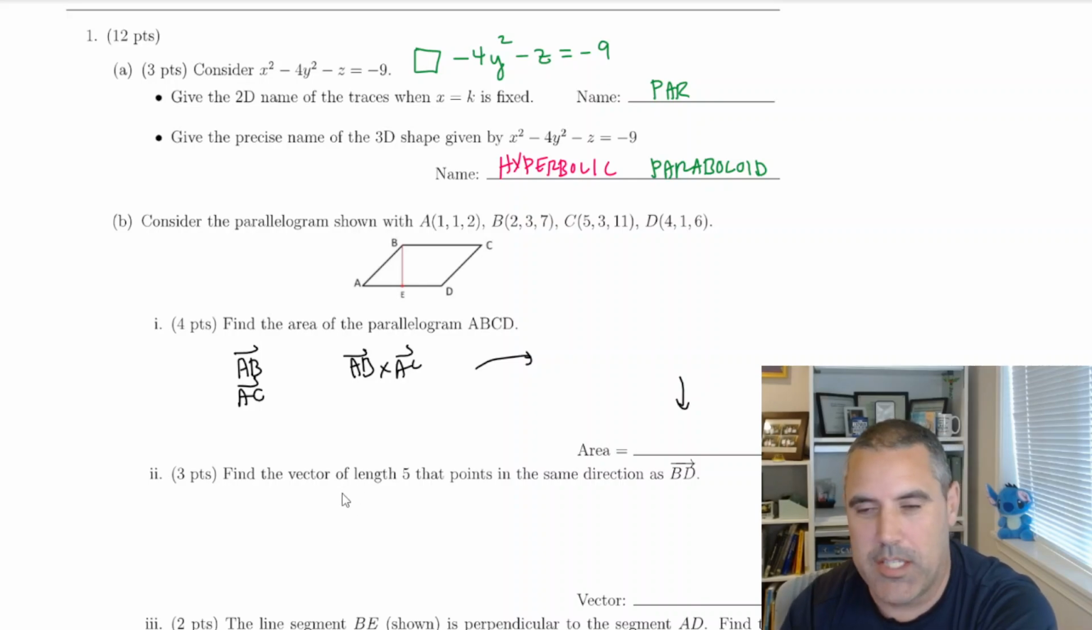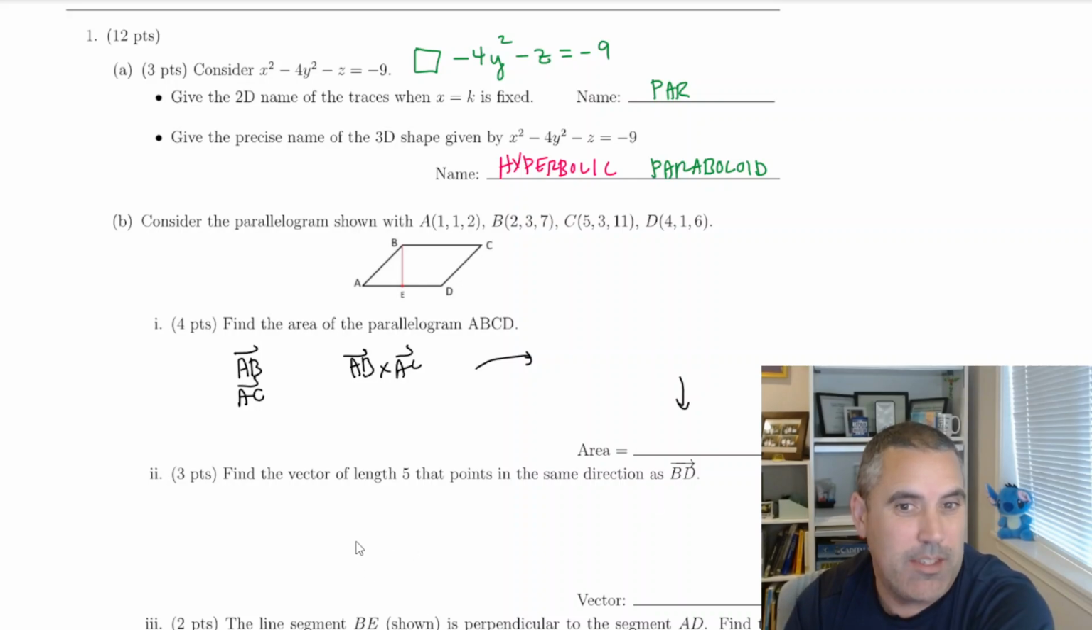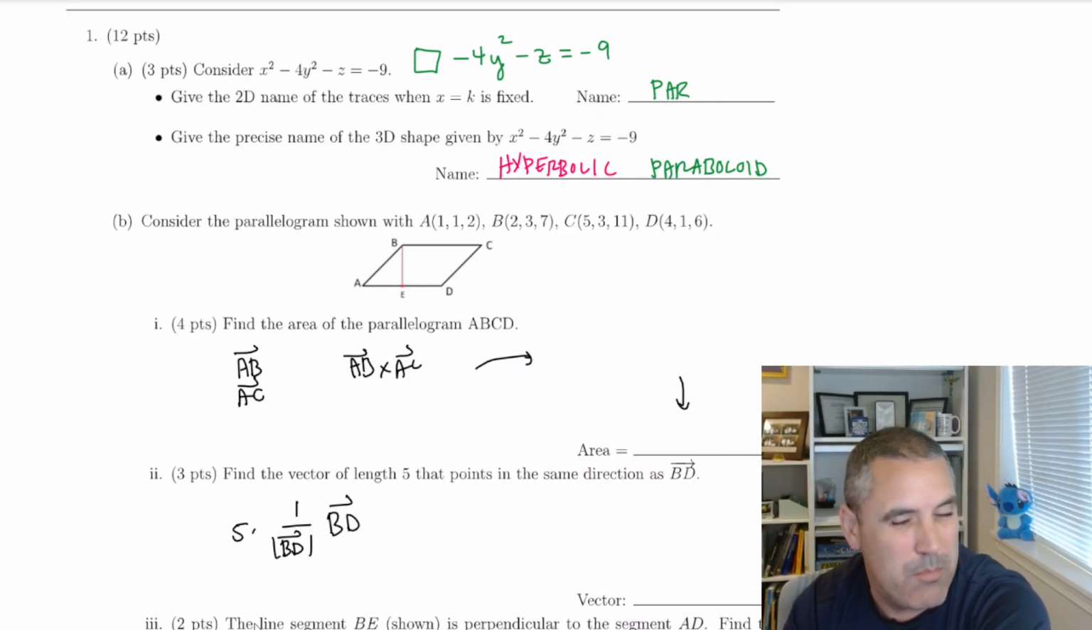But this is where I'm saying we should know, like, if you're studying and you didn't know cross product, find the length, that's a problem. You need to add that to your list. Find the vector of length 5 that points in the same direction as BD. This is a rescaling question. If you didn't immediately think rescaling, make a note of that. That's what you're looking for when you're studying. You find the vector BD, make it a unit vector, multiply times 5. That should be our immediate thoughts.